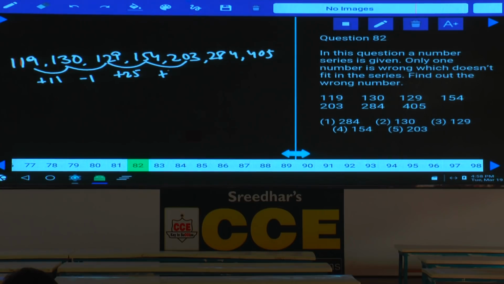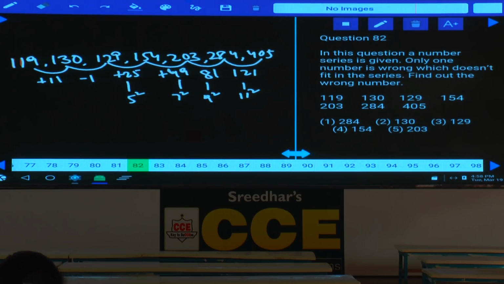154 and 203, what is the difference here? 49. And 203 and 284, here the difference is 81. And the next difference is 121. What are these numbers? This can be written as 11 square, and this is 9 square, and this is 7 square, and this is 5 square, and here the difference between these two numbers must be 3 square and 1 square, isn't it?